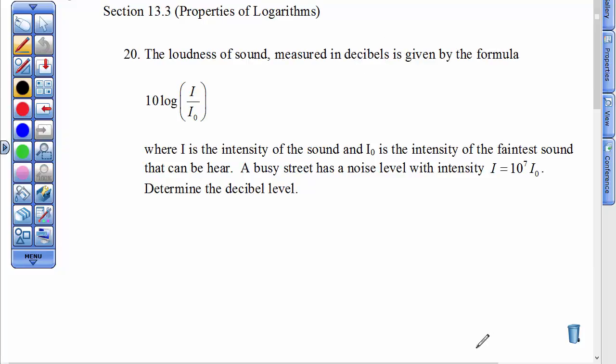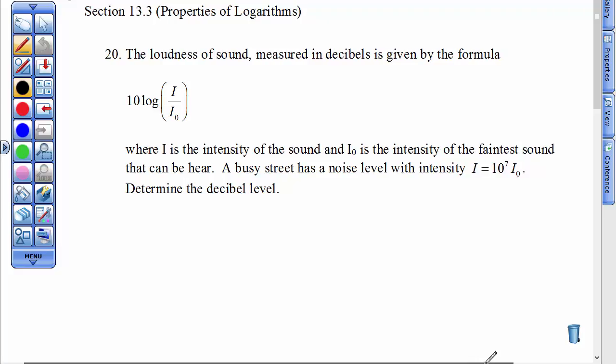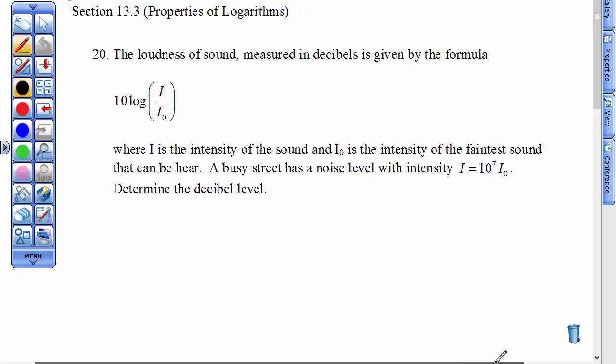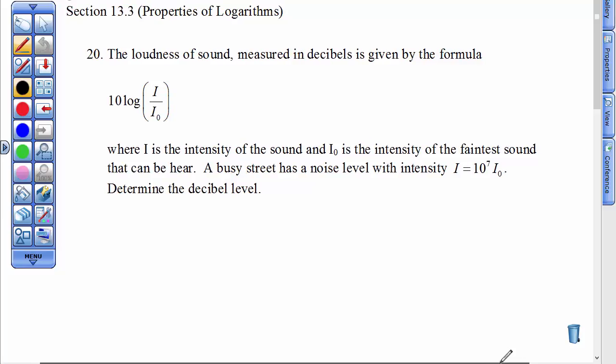Sound levels are measured in decibels, and the intensity of sound is often compared to the lowest intensity of sound that the human ear can identify. And it's a logarithmic statement. The loudness of sound measured in decibels is given by this formula: 10 times the log of the intensity divided by the minimum intensity. Here I is the intensity of the sound, not the decibel level, measured on the membrane of a sound meter. And I sub naught is the intensity of the faintest sound.